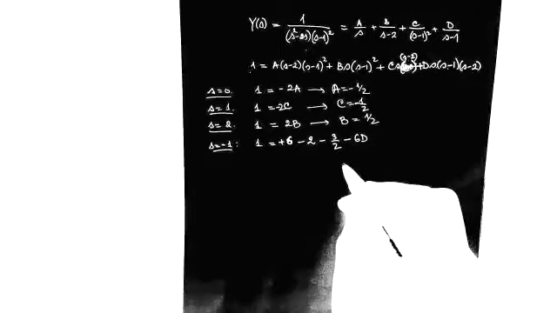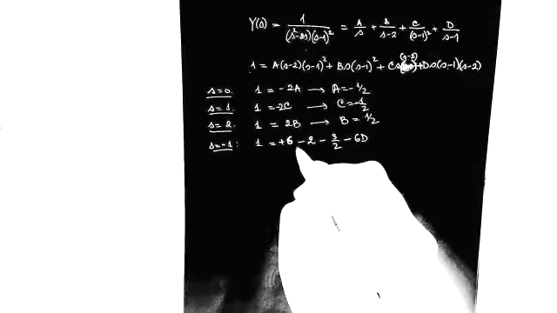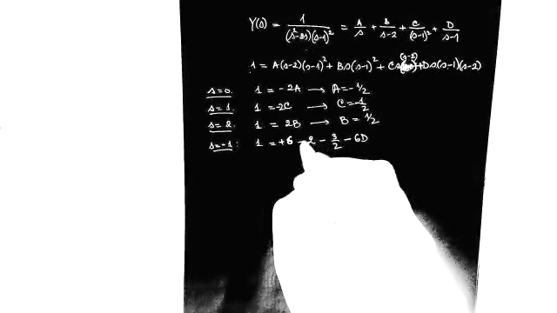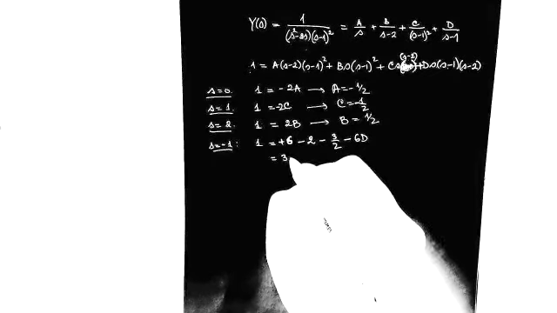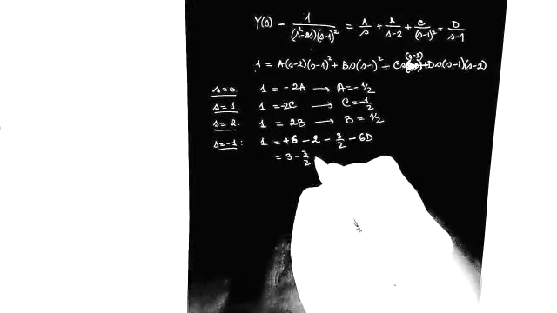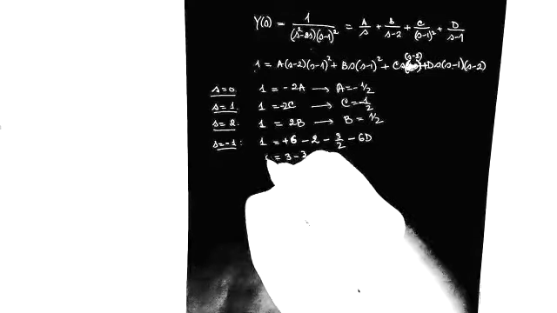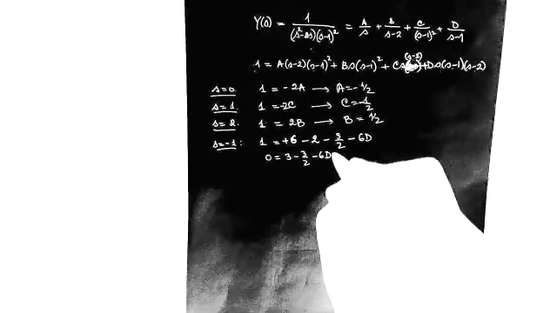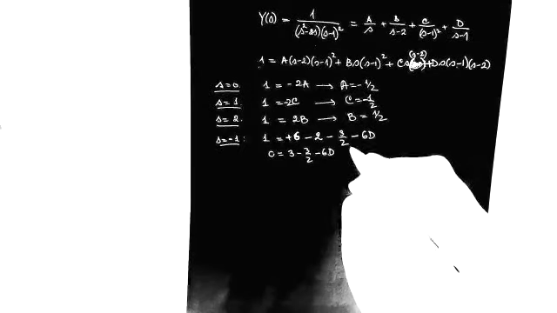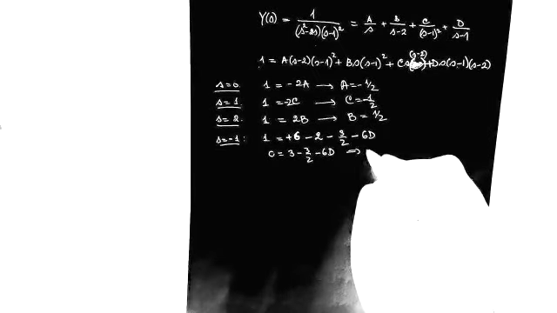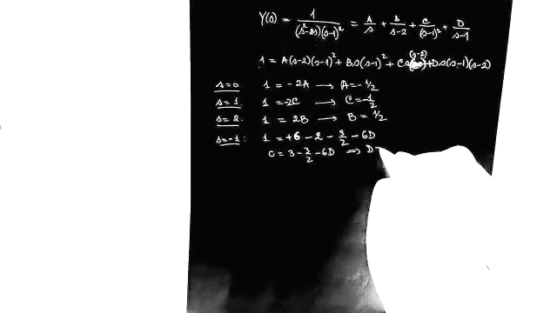And now you can do the algebra. So that is like 3 minus 3/2 minus 6D equals 0. 3 minus 3/2 is 3/2. So D is 1/4.